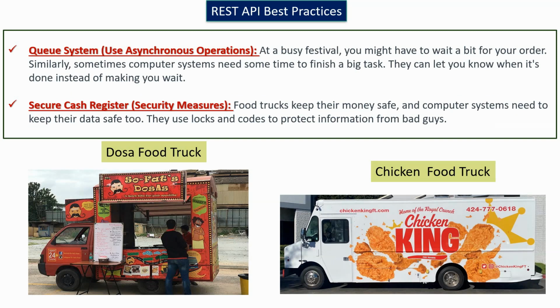Secure cash register, which is equivalent to security measures. Food trucks keep their money safe. Like that, computer systems need to keep their data safe. Computer systems use locks and codes to protect information from bad guys.